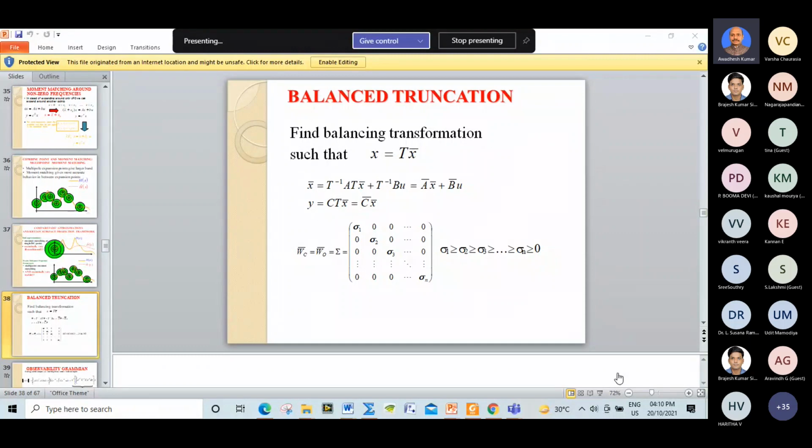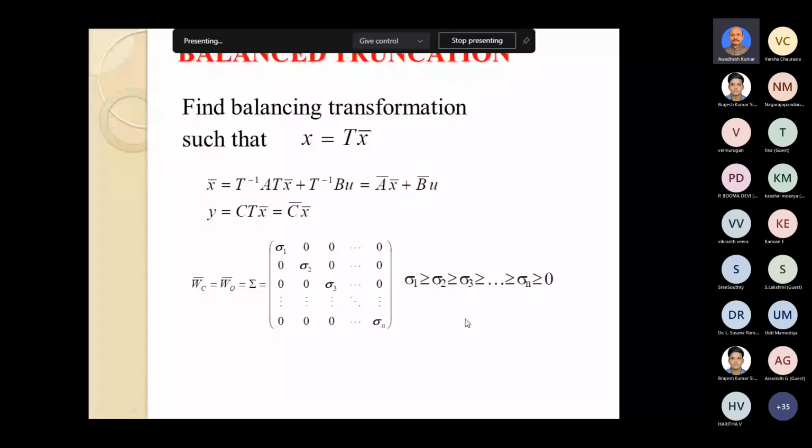Sir, now it is visible. Balance truncation. Actually, Avdesh, what has happened is that I transferred those slides to another file, which normally could not be done, so I will have to go back. So this balance truncation is visible. Yes, okay, it's visible.